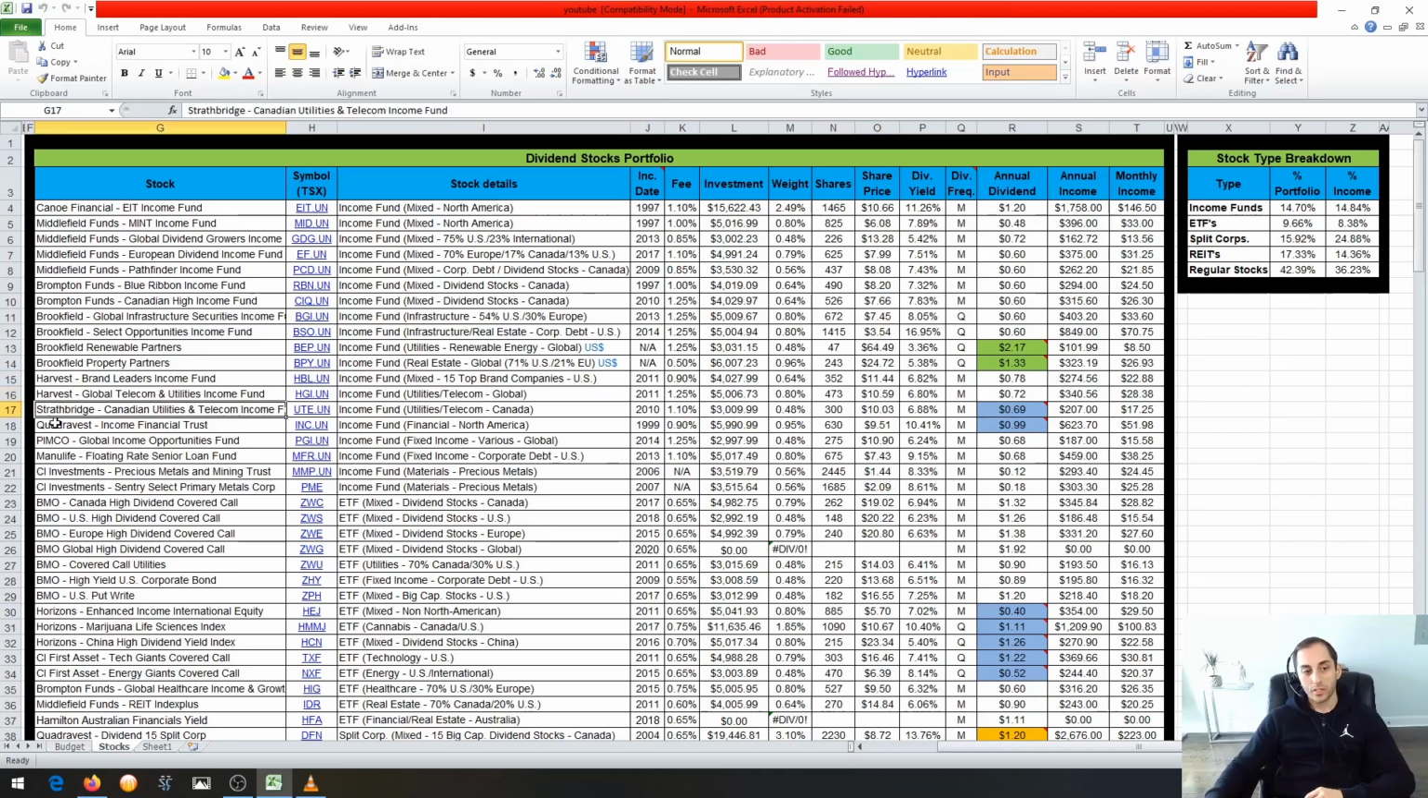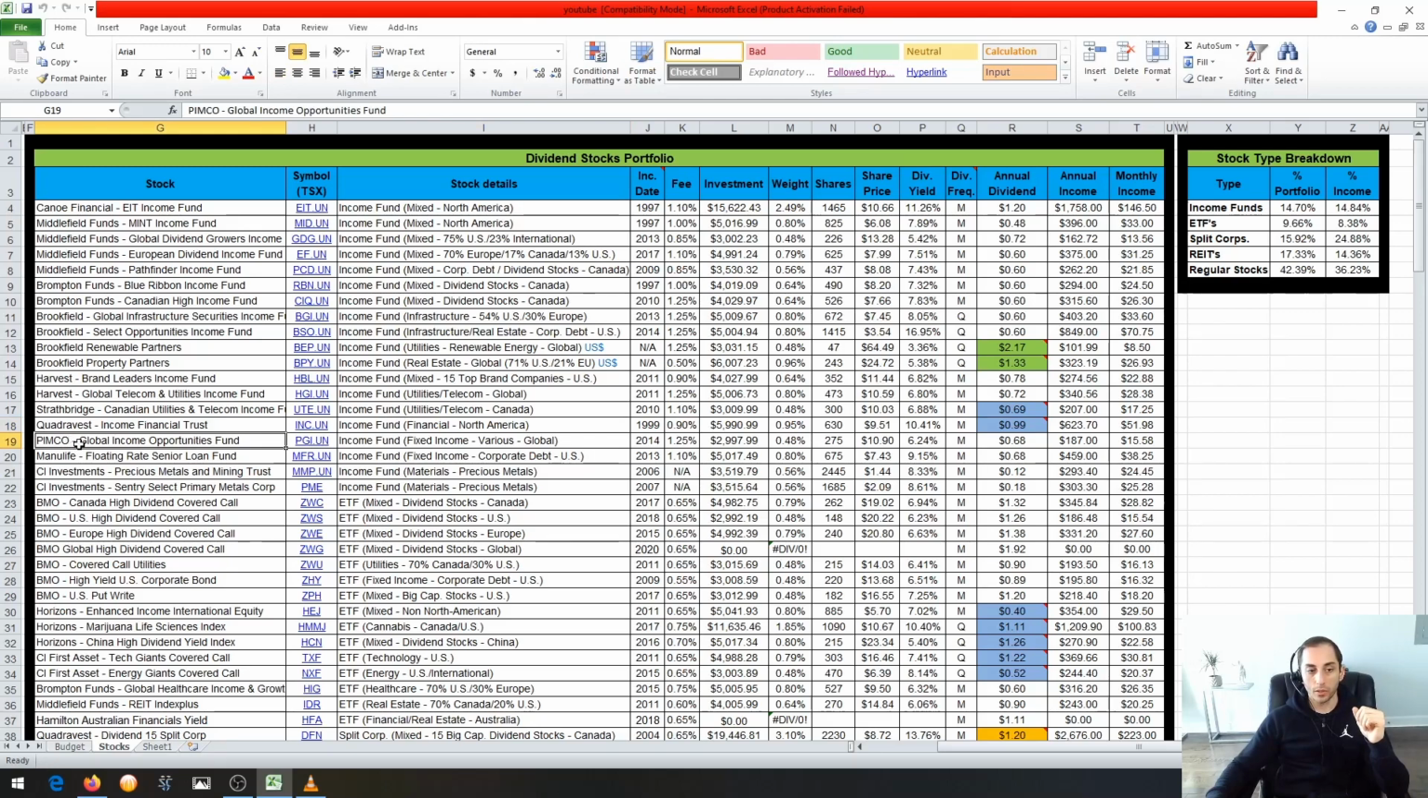So next one is from Strathbridge. It's the Canadian Utilities and Telecom Income Fund. So same type of deal as the previous one, except it focuses on Canadian ones. Next one is from Quadravest called Income Financial Trust. So this is specifically financial companies, so banks, life insurance, anything to do with financials, and it covers North America.